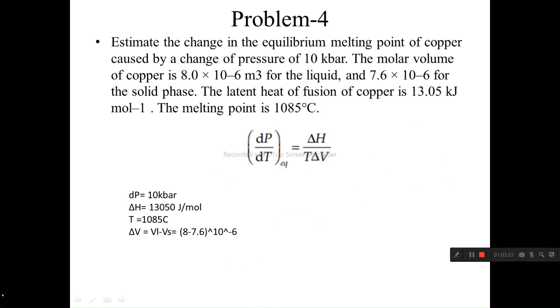So that is the fourth problem that I am now explaining. This will be related to the Clausius-Clapeyron equation. Okay, so in this equation, let's start with the question. Estimate the change in the equilibrium melting point of copper caused by a change in the pressure of 10 kilobar. He is already saying that the pressure is changed to 10 kilobar.